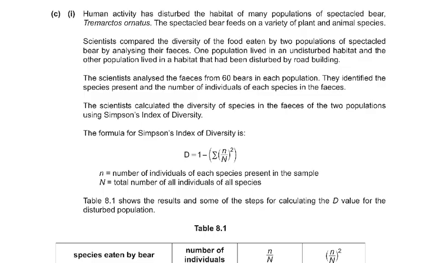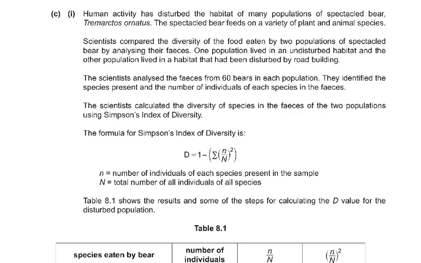Part C1, human activity has disturbed the habitat of many populations of spectacled bear, Tremarctos ornatus. The spectacled bear feeds on a variety of plant and animal species. Scientists compare the diversity of the food eaten by two populations of spectacled bear by analyzing their feces. One population lived in an undisturbed habitat, and the other population lived in a habitat that had been disturbed by road building. The scientists analyzed the feces from 60 bears in each population.